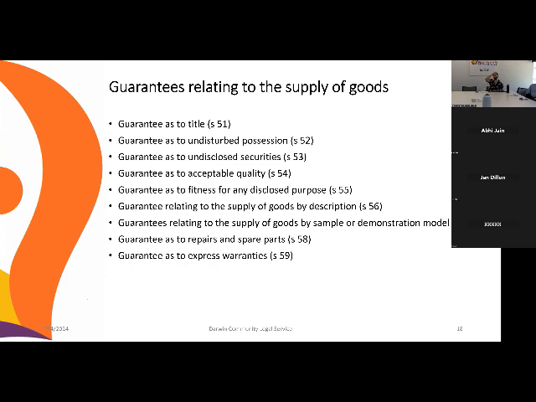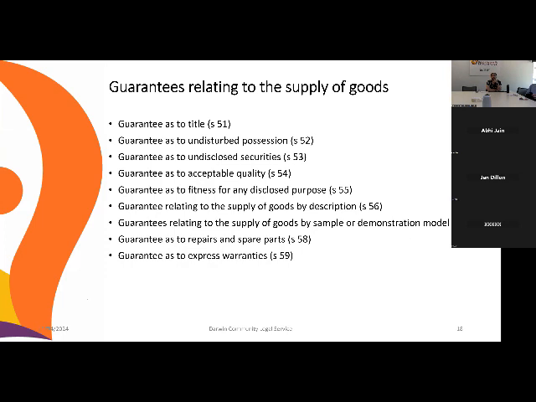So for example, if there's a supply by description, it will match that description. Or if it's supply by sample, say you order a car and you look at another car that's supposed to be the sample or demonstration model, there's a guarantee that when you receive the car that you've ordered, it should match that sample or demonstration model that you were shown.